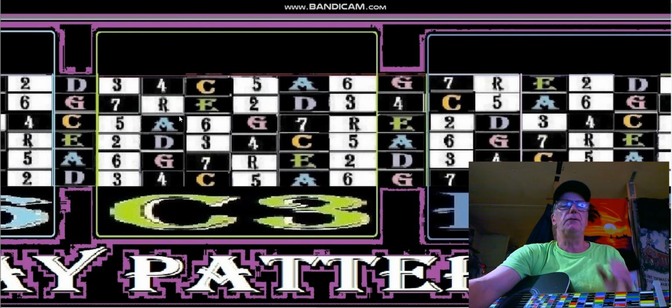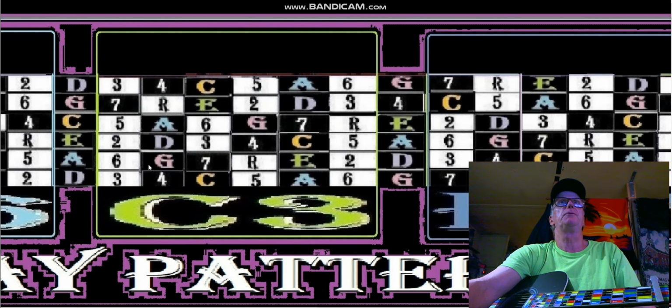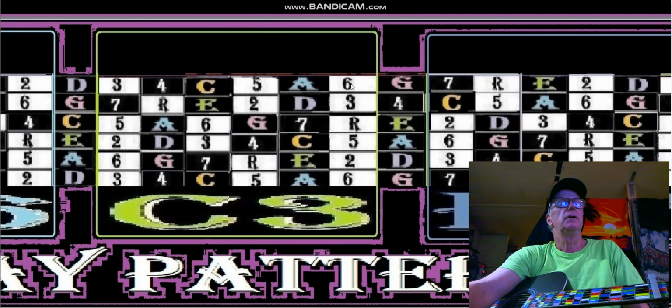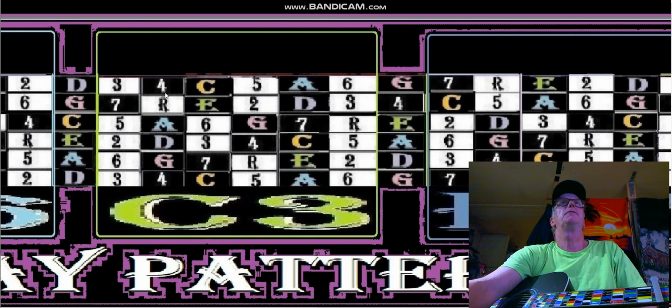So if you want to give a modal name to these things, 3, 4, 5 is your Phrygian. 6, 7, root is your Aeolian. 2, 3, 4 is Dorian. 5, 6, 7 Mixolydian. Root, 2, 3 Ionian, and 4, 5, 6 is Lydian. So right there we got 1, 2, 3, 4, 5, 6. What one are we missing? What one are we missing indeed?